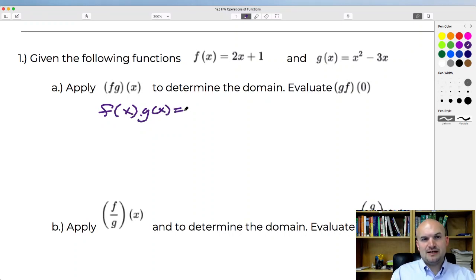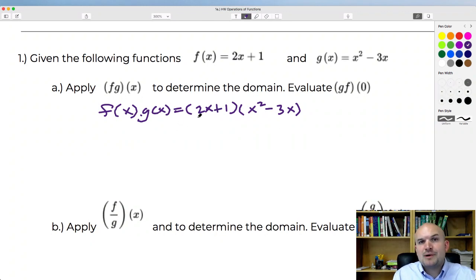Basically I'm just going to take the f of x function, 2x plus 1, and multiply it times the g of x function, x squared minus 3x. Obviously, if I need to multiply this, I can just use the distributive property. You could think of FOIL since it's two binomials. So 2x times x squared is going to be 2x cubed. 2x times negative 3x is going to be negative 6x squared.